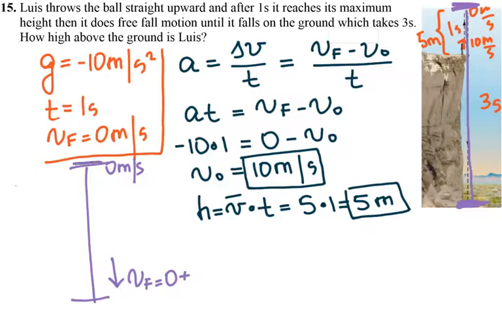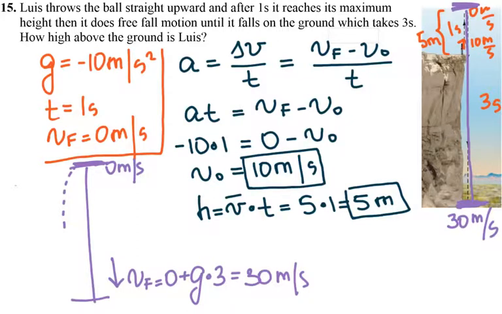It's initial from that height because the ball stopped. So now it has initial velocity 0, plus acceleration times the time, and they say 3 seconds. So that is 30 meters per second. So when it hits the ground, it has 30 meters per second velocity.